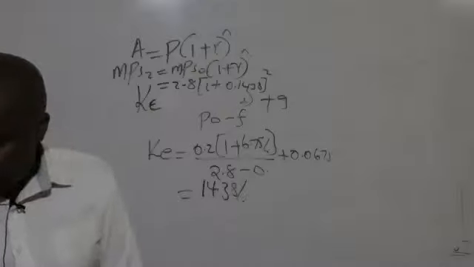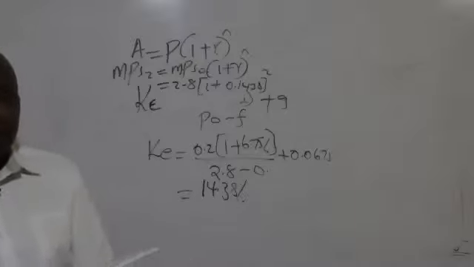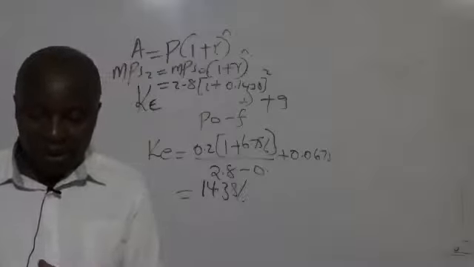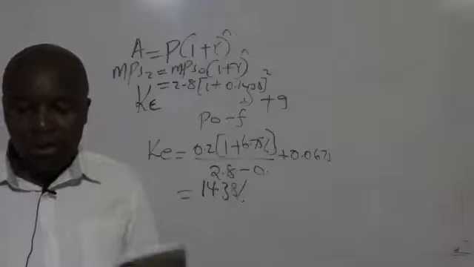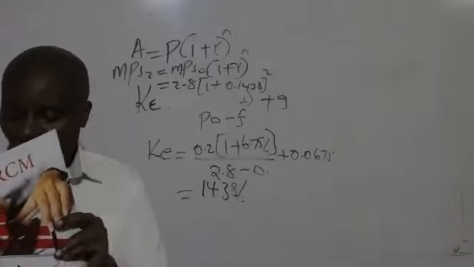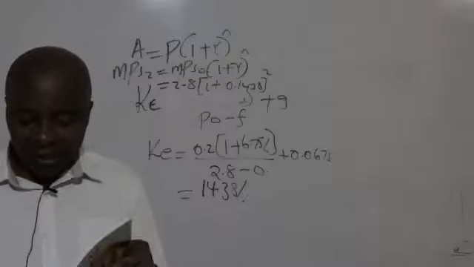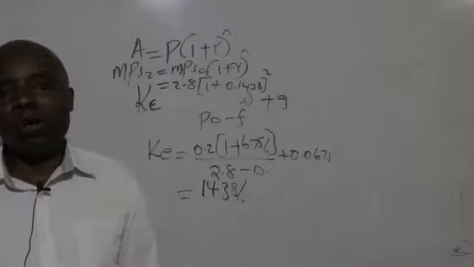Which question is this? It's May 2019, question number 3B. For those of you who have got these revision kits, it's page number 91. Page number 91 is a question there called Zomolo.